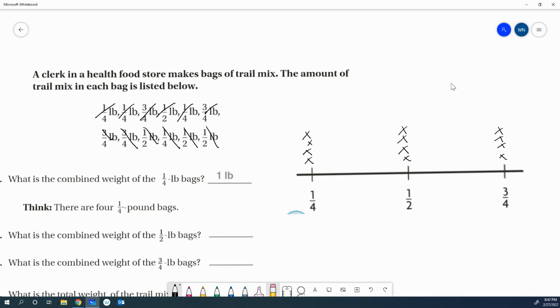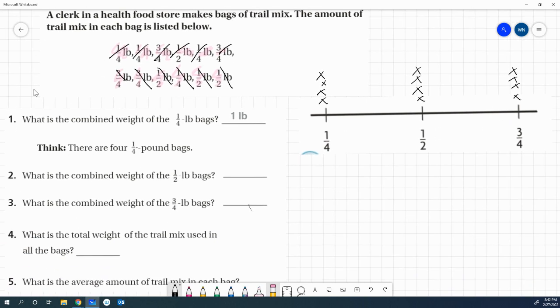Now I'm going to double check and make sure I have the right number of x's. There's 4 plus 4 is 8 plus 4 is 12. Let's go back and count our numbers to make sure we're supposed to have 12. 1, 2, 3, 4, 5, 6, 7, 8, 9, 10, 11, 12. Perfect. So our line plot is made correctly. We can move on to the questions.